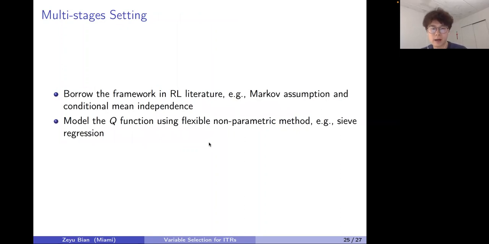Another interesting topic is how to generalize our framework to a multi-stage setting. We could borrow the framework in the reinforcement learning literature. For example, we posit the Markov assumption or conditional mean independence assumption, and we could model the Q function using flexible non-parametric methods. Once we obtain the Q function, we can accordingly make treatment decisions at each stage.